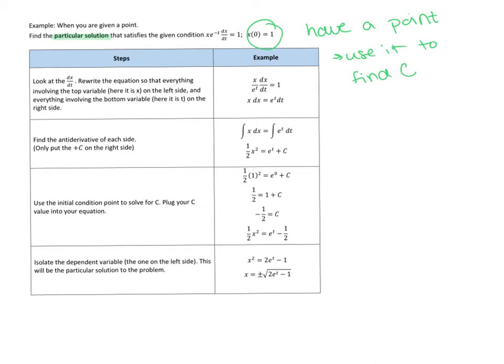Now on this one, the variables are mixed up. I used x and t instead of x and y just to show you what that would seem like. So first, let's look at the derivative statement. It says dx dt. So we're going to put x on the left side, and we're going to put t on the right.